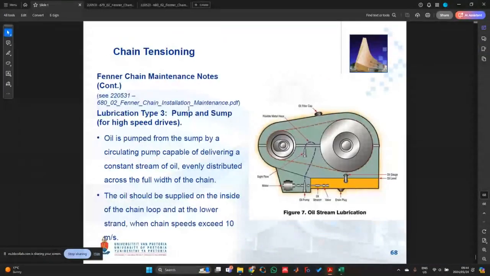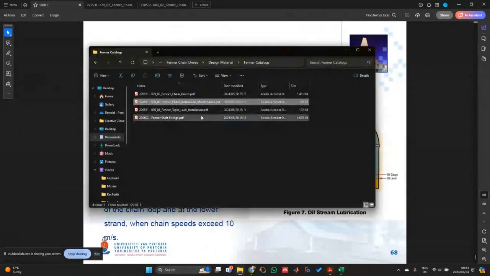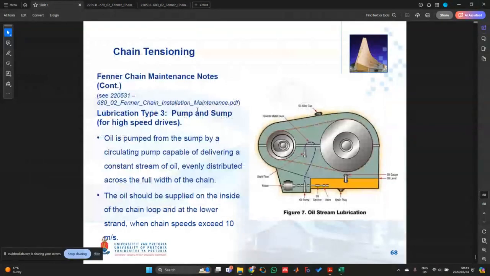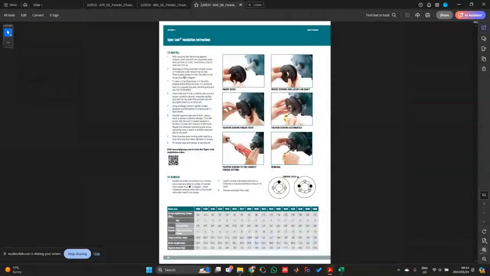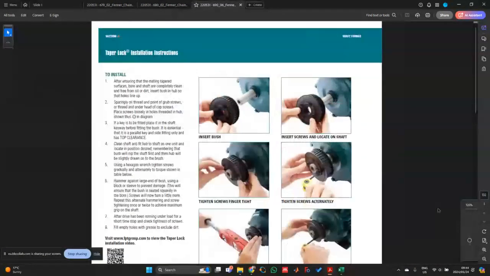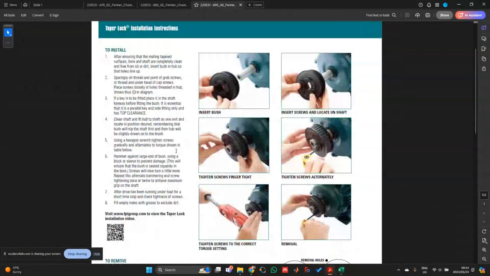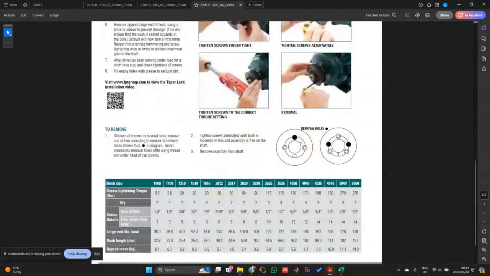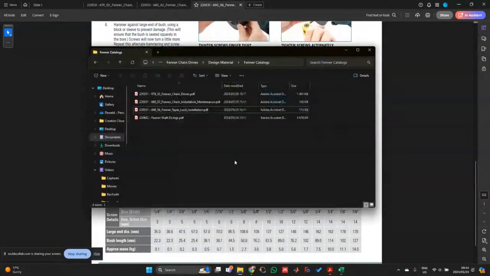Okay, so I think for the Fenner taper lock installation, this is mainly the same as what we had for the maintenance installation. You'll see over here as well, we just have a bit of a different system, but overall the installation notes remain the same, and we once again have this information once we have the bush sizes available. Okay, so I think that's more or less all of the catalogs that we wanted to go through.